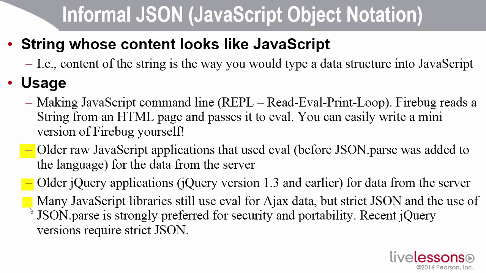So to recap, eval is used mostly for more limited and general purpose applications like building a miniature version of Firebug yourself, making an interpreter loop, whereas strict JSON and JSON.parse is used primarily for web applications nowadays.